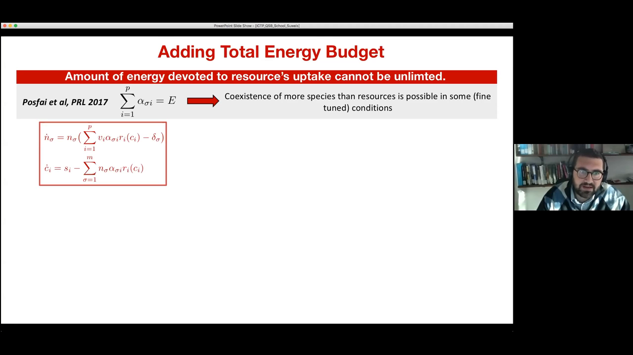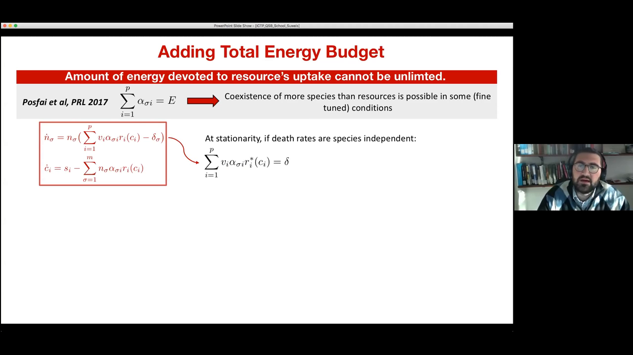What are these conditions? Again, these are our consumer resource equations, and again you can compute the stationary states. A first assumption of that work was that the death rate was species independent. Typically, they are very small. From this condition, you can see that a solution for R star is the following, a function of the total energy budget.